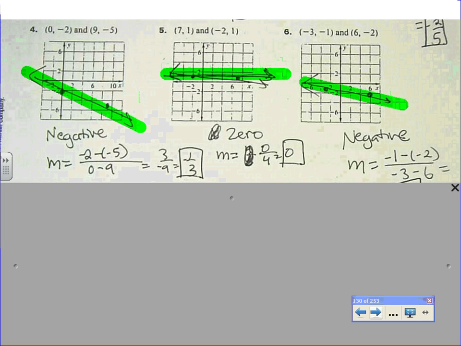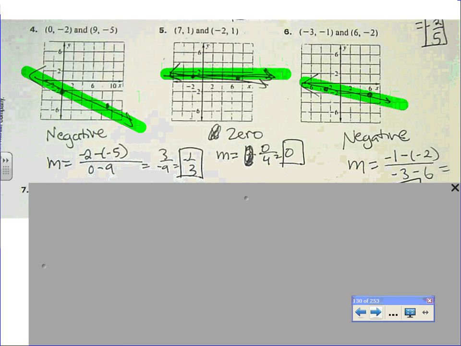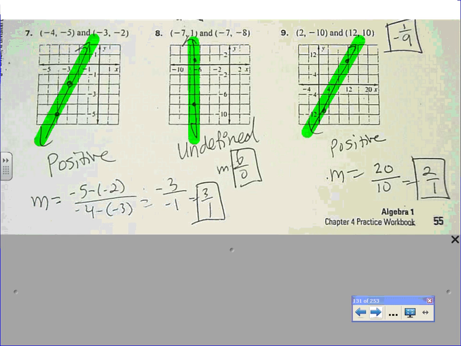Okay, Gio, 7. Negative. Nope. Grace, 7. Oh, what? Wait. Positive. Okay, I wrote it down wrong. All right. Grace, number 8. Good job. Drew, number 10, or number 9 is what I meant to say. Okay, sorry. All right, here they are. So positive, undefined, and then positive.